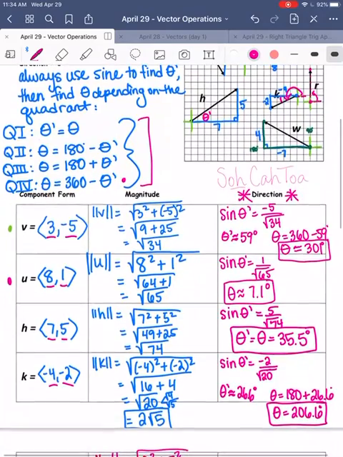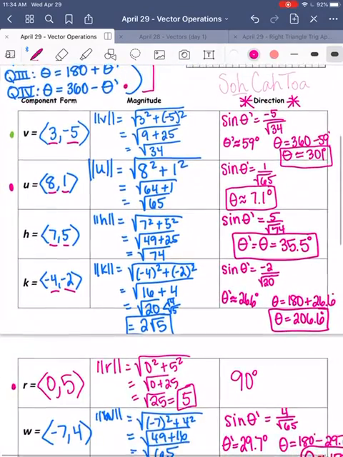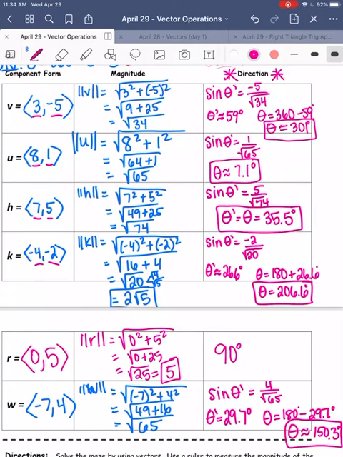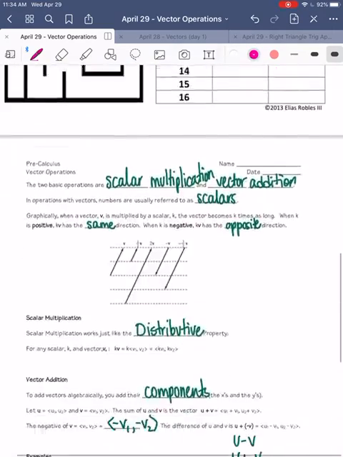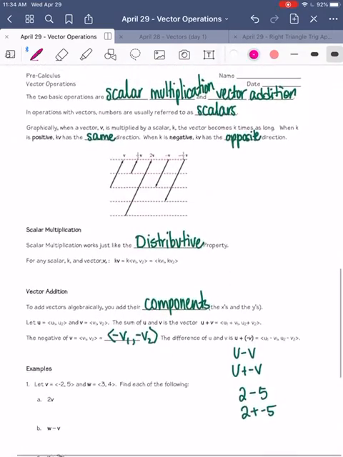But for the most part, very good on your homework. Here are all the final answers, though, if you want to take a moment to look at them. And now we'll move on with our vector operations. Vector operations are pretty easy because it's going to be very much algebra based. So we have two operations: scalar multiplication and vector addition.